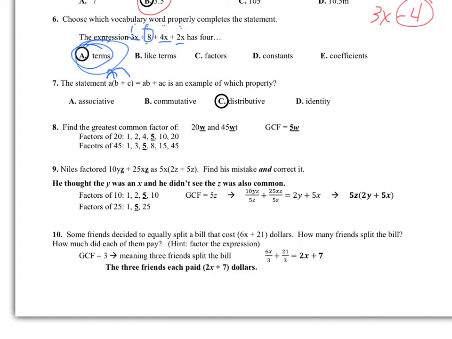Number 8. Find the greatest common factor of 20W and 45WT. Okay, well, obviously we have our answer over here, but let's see how we find that. All right, let's change our color here. Oh, let's use black. Really boring. Okay. Oh, geez. All right, we'll change it to something different. Okay, so, way to solve it.